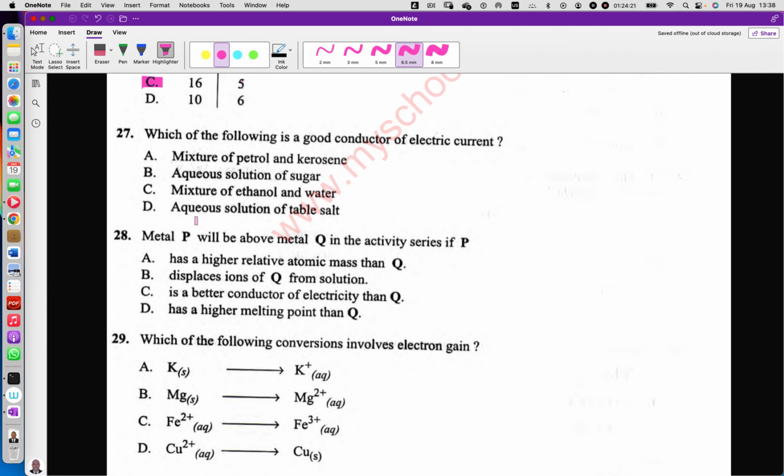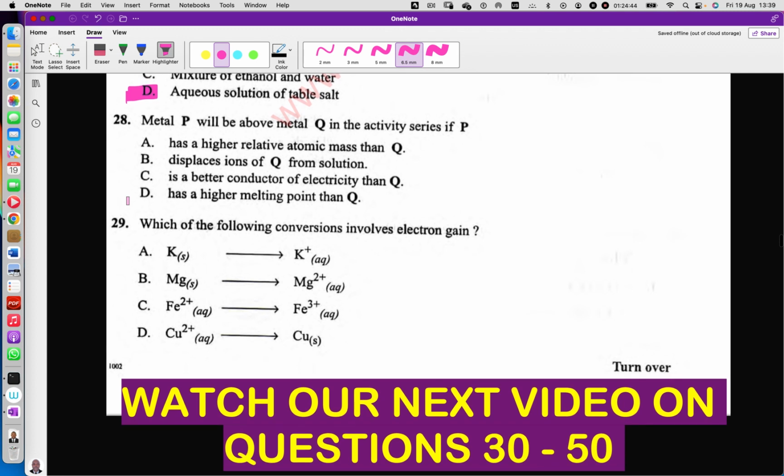D, aqueous solution of table salt. Table salt is sodium chloride. So this one will ionize very well, and for that purpose, it's a good conductor of electricity. 27 is D. Let's go to 28.